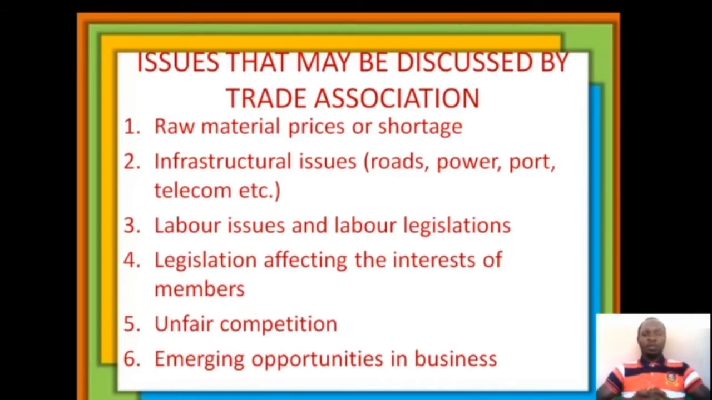Then we have unfair competition. Now remember that this association has to do with people that are in the same line of business. And of course, this implies that these people might be in competition. So if there is unfair competition among themselves, then they see how they can tackle it. Then we have emerging opportunities in business. If there is a new development, they discuss it and see how they can tap into it for the benefit of their members.